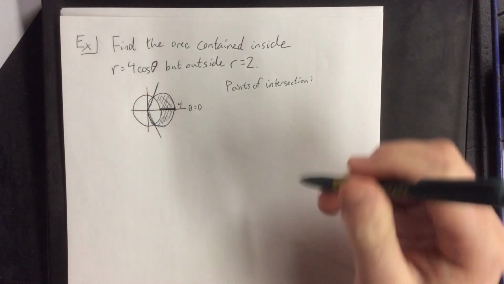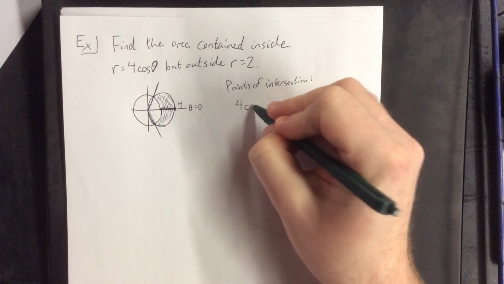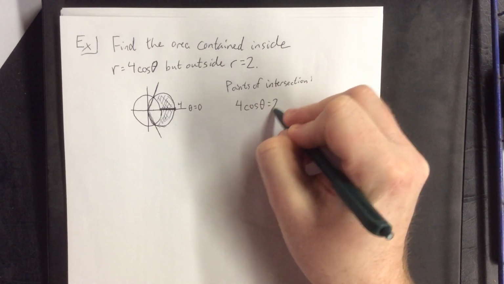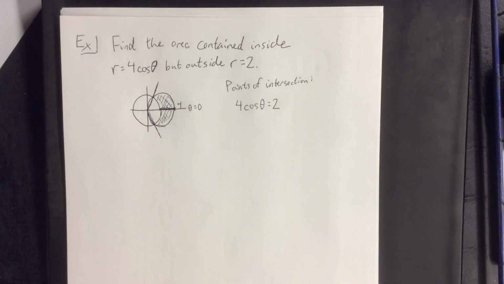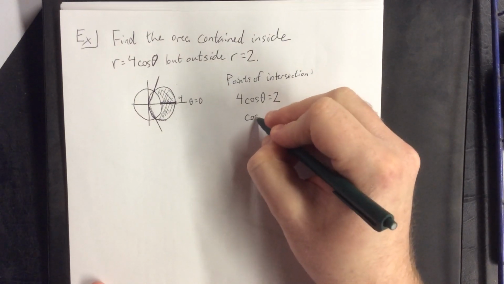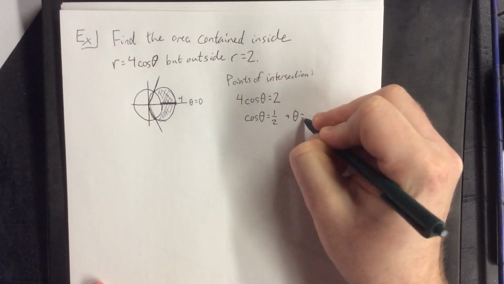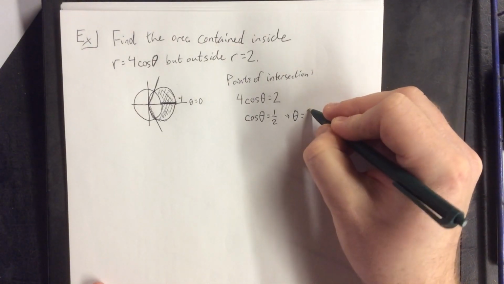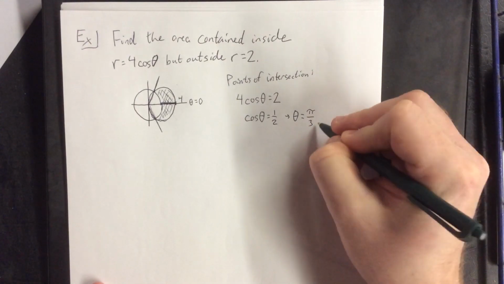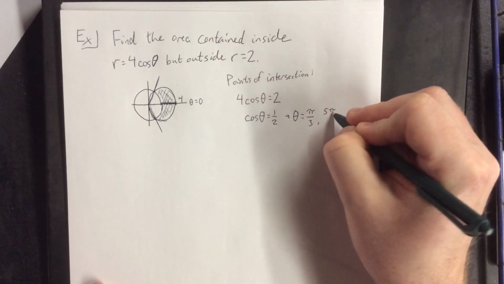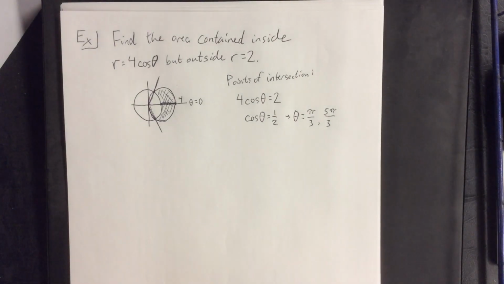Now, to get the points of intersection, anytime you have 2 curves and you're looking for a point of intersection, that'll take place when the 2 are set equal to each other. So that would be 4 times the cosine of theta is equal to 2. Solving for theta, we get cosine of theta is equal to 1/2, which occurs at 2 different angles. Those angles would be the quadrant 1 angle of pi over 3 and the quadrant 4 angle of 5 pi over 3. Now, a word of caution, you cannot set this up as the definite integral from pi over 3 to 5 pi over 3.